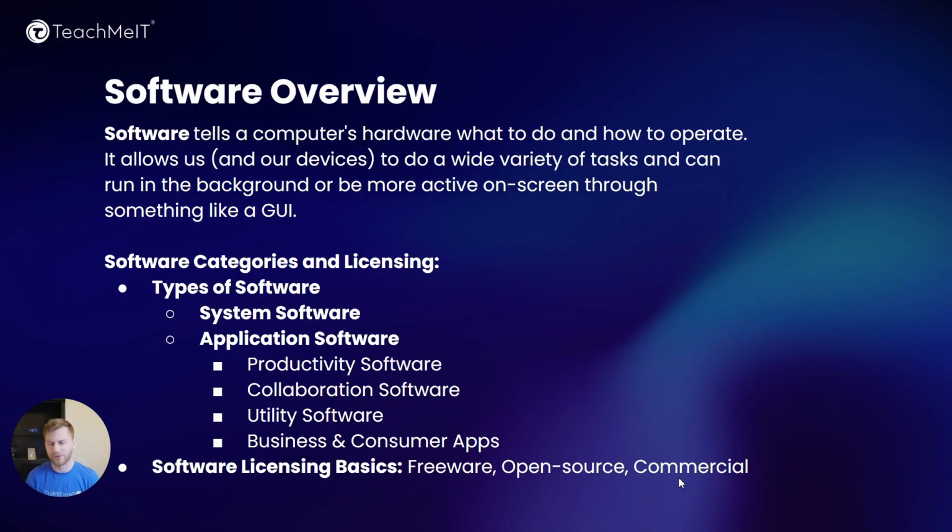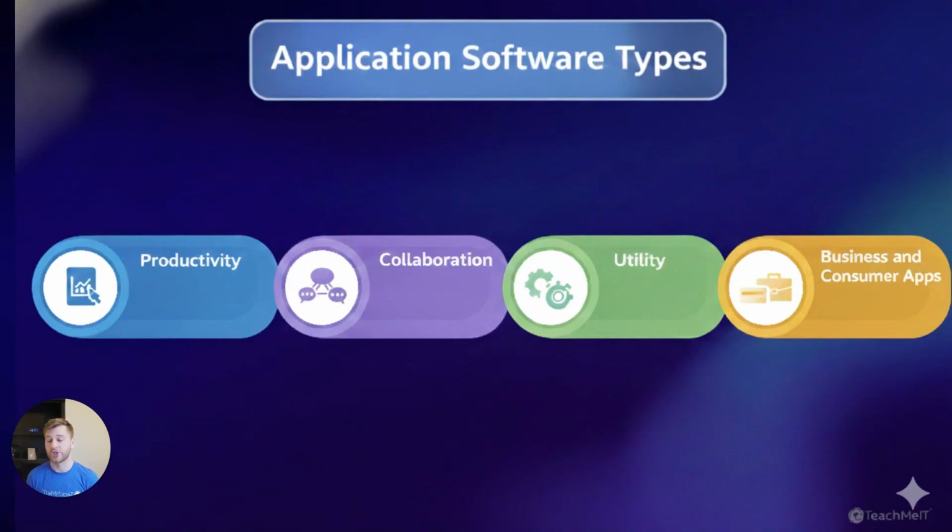And there's a bunch of different models that fall under that. But just be aware right now, software licensing is incredibly common for us to actually go out and to be able to use software once we download or purchase it. And here you can see the different types of application software types, from productivity to collaboration to utility, as well as business and consumer apps or software.